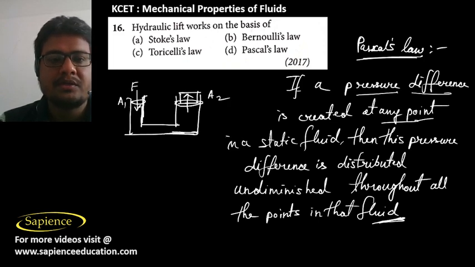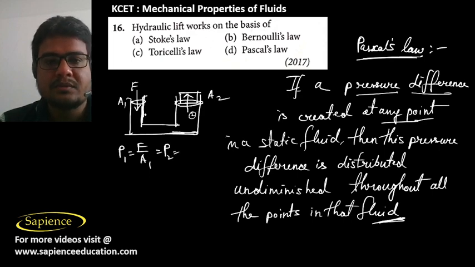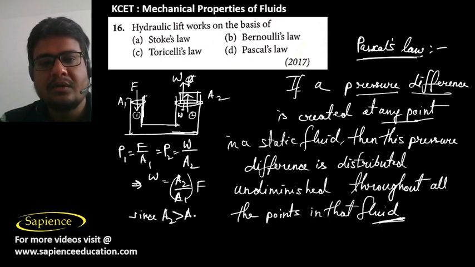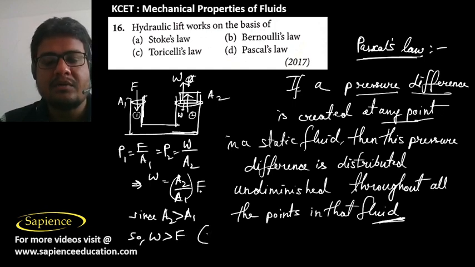It means that the pressure that will be created here is P1, which is F by A1, and that will be equal to the pressure at point 2, P2. Let's say the weight of the object is W. It can be lifted only if P2 is equal to W by A2. So therefore we can say that W will be equal to A2 by A1 into F. Since A2 is greater than A1, W will be greater than F. So it has a mechanical advantage of greater than 1.